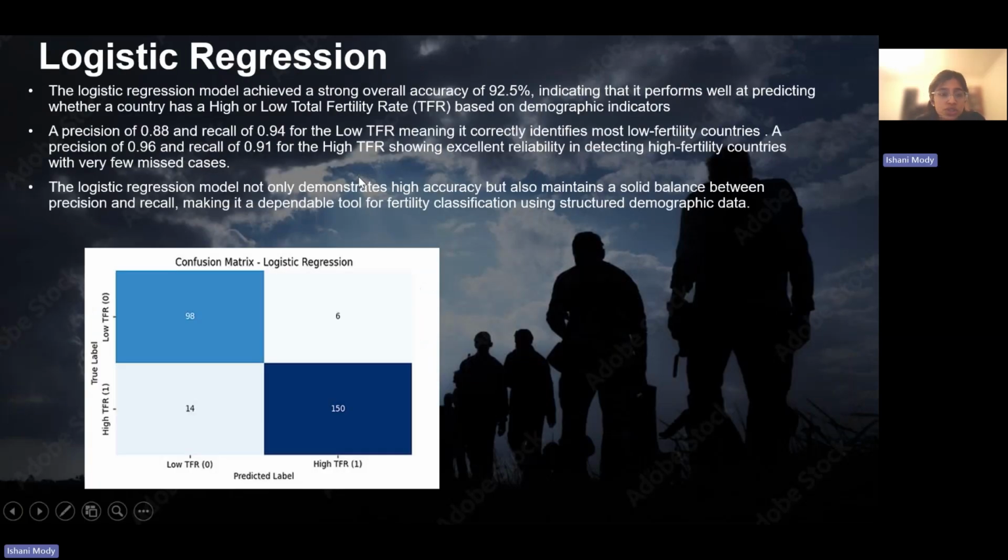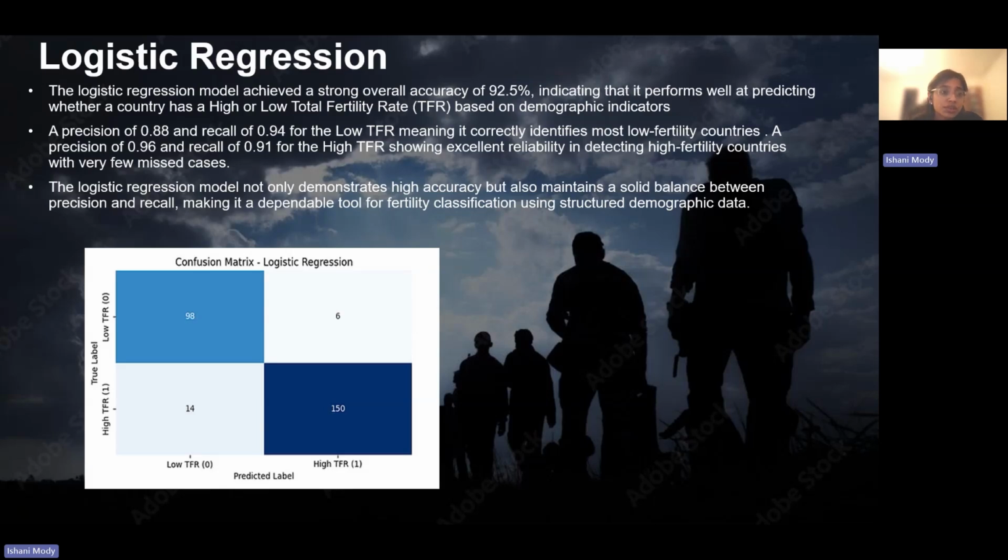Moving on to the next one, which is logistic regression. It is a supervised machine learning model where the accuracy I achieved was 92.5%, indicating that it predicts pretty well in determining the countries which have the highest or the lowest fertility rates.